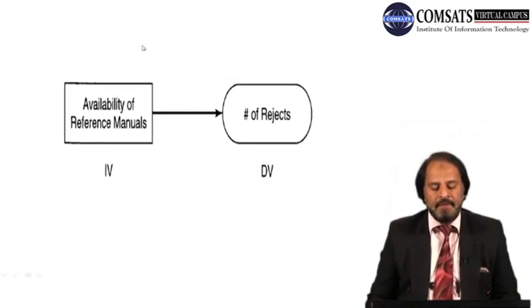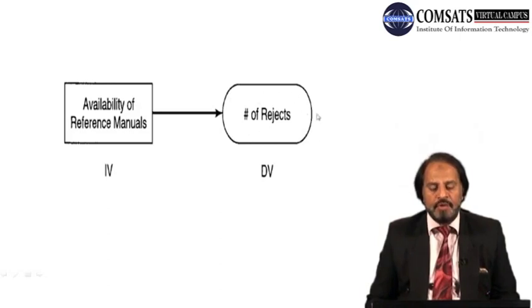In this example, I've already drawn the model. In this model, what we are trying to say is that the more the reference manuals are available to the employees, the fewer the number of rejects you will have in your production units. So here, on the site where they are producing certain products, the number of rejects is a problem.